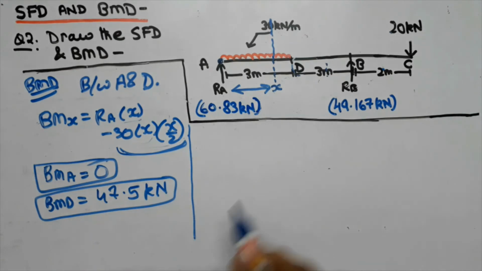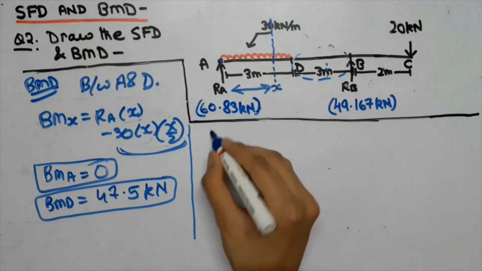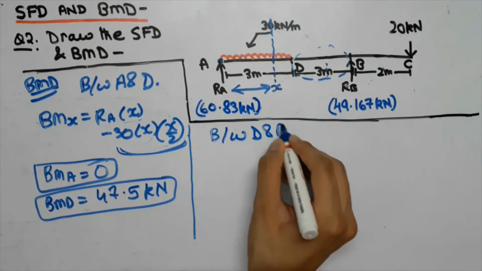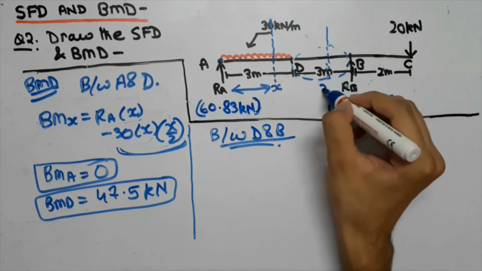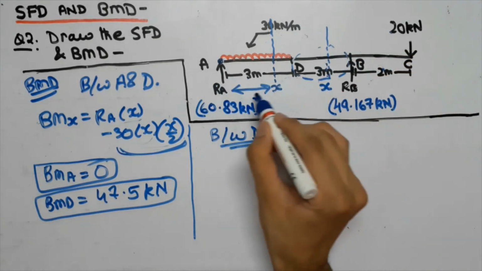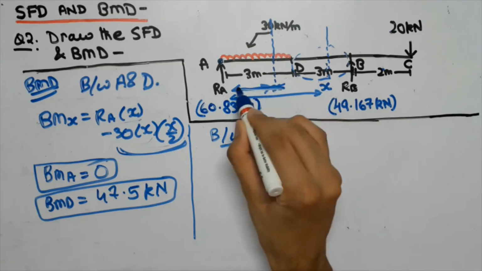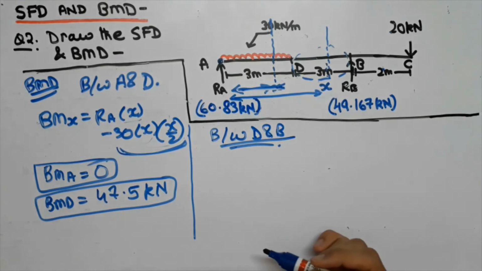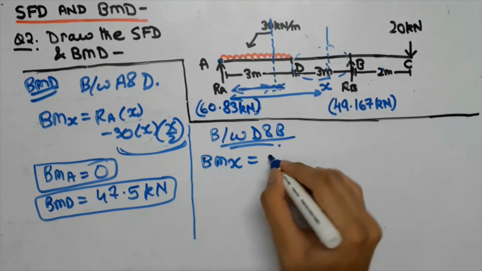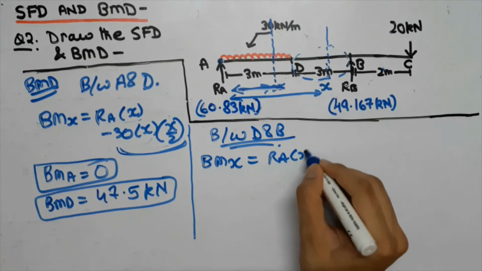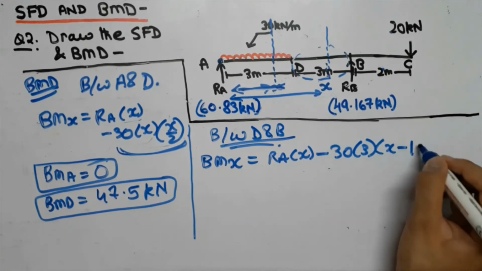Now guys, similarly we are going to consider this part, that is the part between D and B. So first of all we are going to consider an element which will be at a distance x from point A, that is, this is the distance x, and now we will neglect this part, that is, we will not be considering this part. So now we are going to write the bending moment equation which will come out to be RA into x minus 30 into 3 into x minus 1.5.